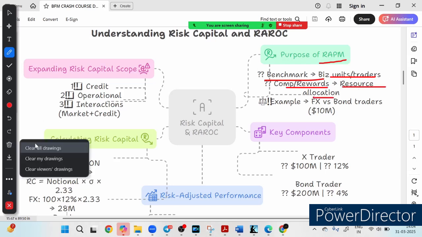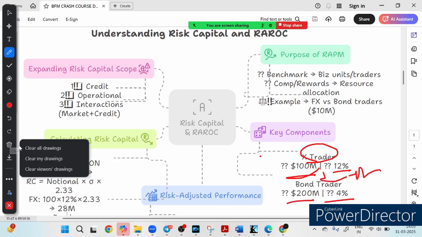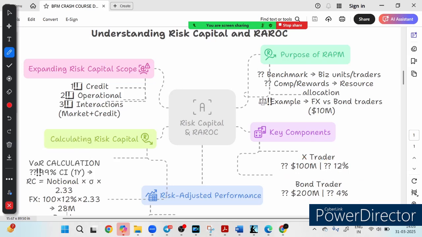For example, let me give you one example. Suppose a forex trader is there, and suppose he managed $100 million, earning 12% profit. And a bond trader is there. He handled $200 million, and he earned 4% profit. But which one truly performed? Suppose he also earned 12% profit. So this 12% and 4% are the volatility of investing in trading and bond trader.